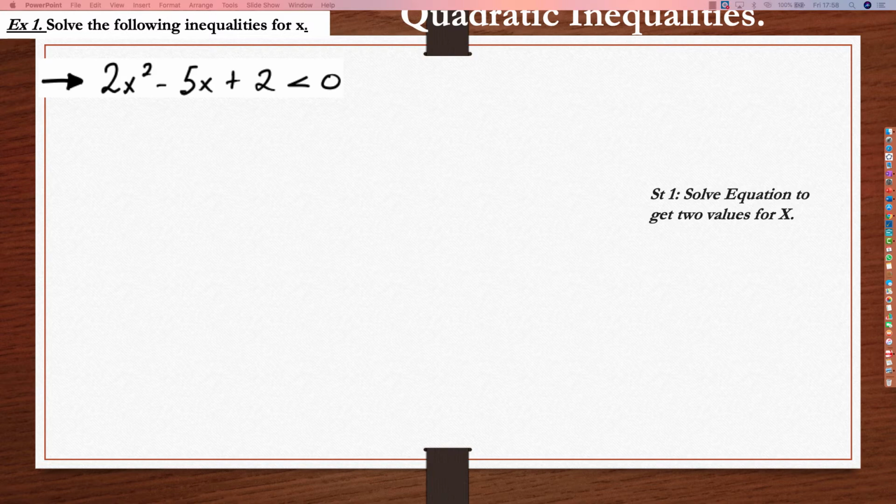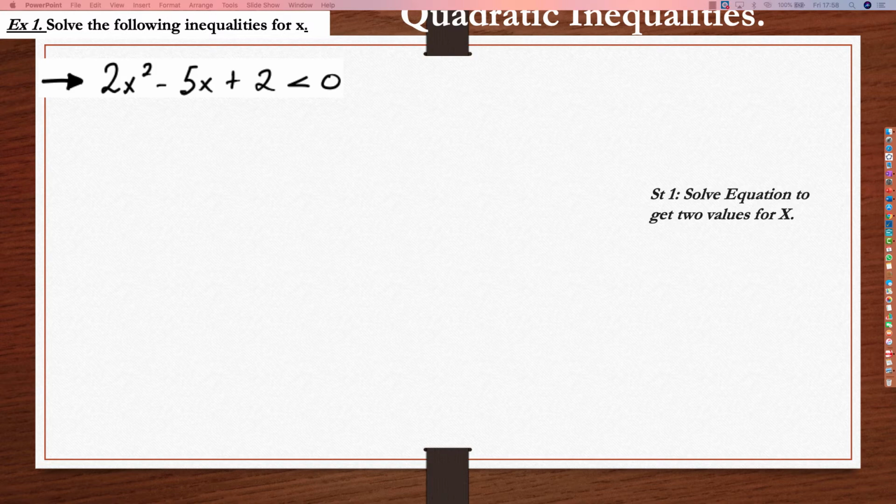Then 2x minus 1 is equal to 0, so 2x is equal to 1, x is equal to a half. And x minus 2 is equal to 0, so x is equal to 2. Where these are less than 0. So if you're asked to factorize and solve it, normally you finish.